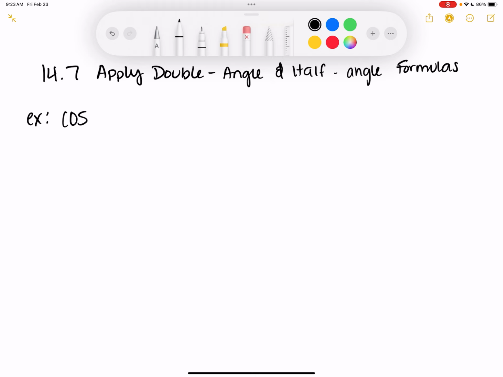But cosine of 165 degrees. So that is not an angle that is on our unit circle, right? We skip from 150 to 180, so that's not one that we have. So we would have to use a half angle formula for that. And so this would be the cosine of half of 330 degrees.